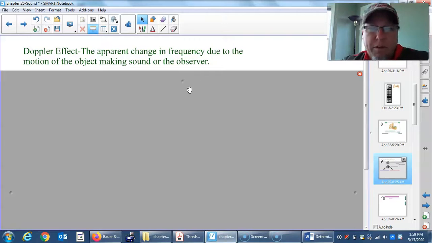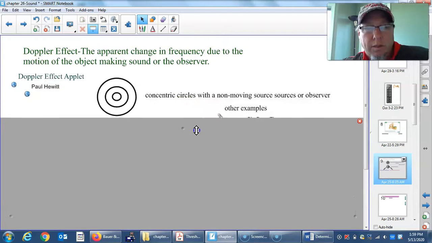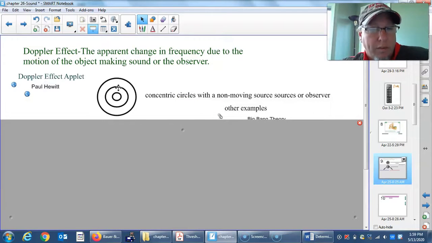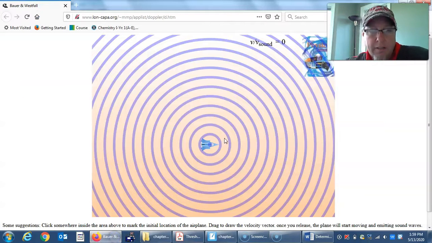So back to the Doppler effect. The Doppler effect is an audio illusion. What happens in the Doppler effect is sometimes we think of the sound waves as being like these concentric circles. I have this great applet that I found on the internet that kind of shows that.